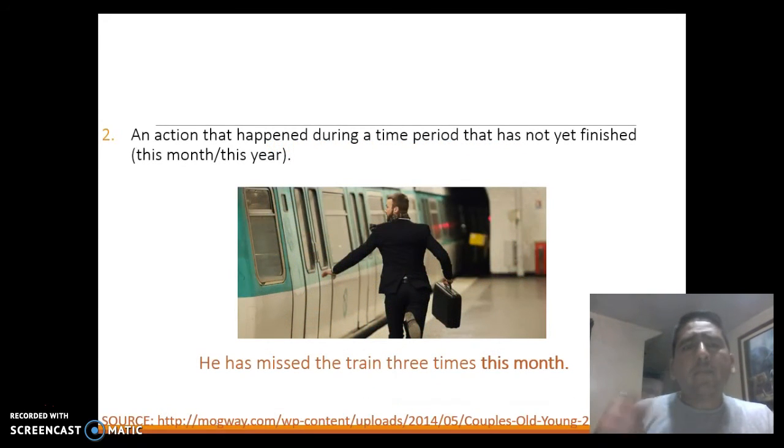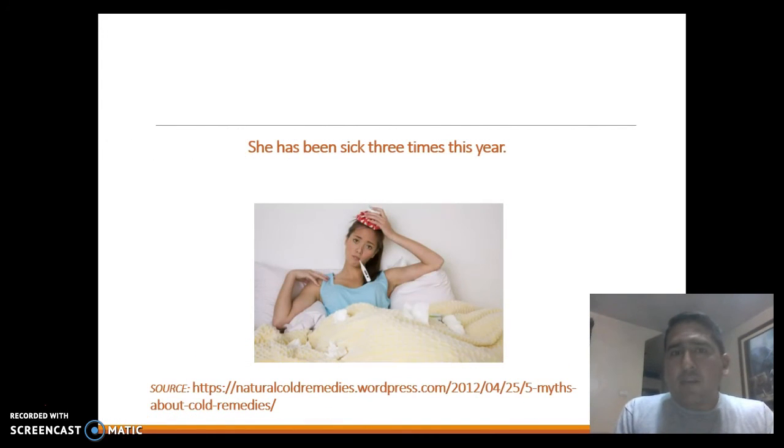Second reason: an action that happened during a time period that has not yet finished. This month, this year, etc. The example: he has missed the train 3 times this month. This month is not yet finished, it's not over. So if he wakes up late, maybe he's going to miss his train again. The time period has not yet finished, this month. Okay, next: she has been sick 3 times this year. Again, the year hasn't finished, it's not over. Maybe she is not careful enough with her health. She's going to get sick again during this time.